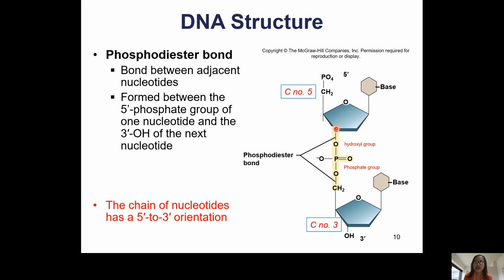That's why DNA, or nucleic acid, has a kind of direction or orientation. The chain of nucleotides has a 5 prime to 3 prime orientation. We call this apostrophe a prime. Remember that, because this is the basis for the next chapter about replication and protein synthesis.